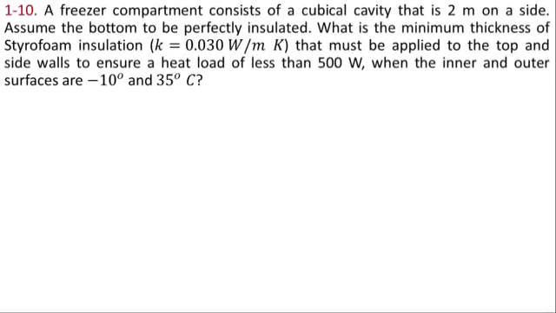The first problem which we are going to do is problem 1-10 of Incropera and DeWitt, 7th edition, and it states that a freezer compartment consists of a cubical cavity that is 2 meter on a side. Assume the bottom to be perfectly insulated. What is the minimum thickness of this styrofoam insulation that must be applied to the top and side walls to ensure a heat load of less than 500 watt when the inner and outer surfaces are at minus 10 degrees centigrade and 35 degrees centigrade?